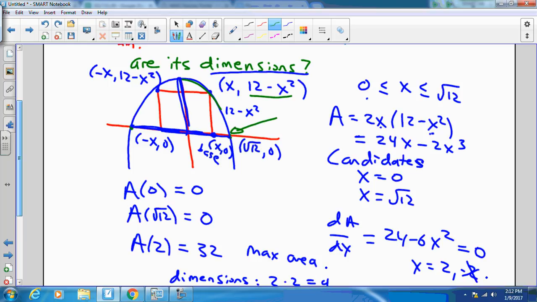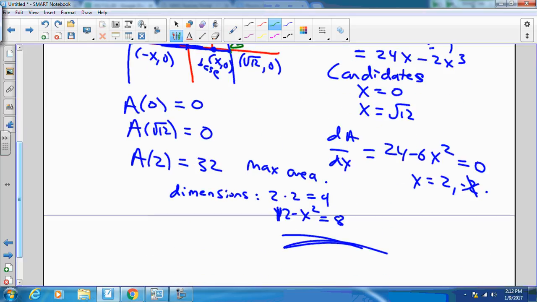Where did you get root 12? I got root 12 by asking where does this parabola hit the axis when 12 minus x squared equals 0. So x must be root 12. Or negative root 12. Yeah. The area is 32. So the dimensions are 4 by 8.